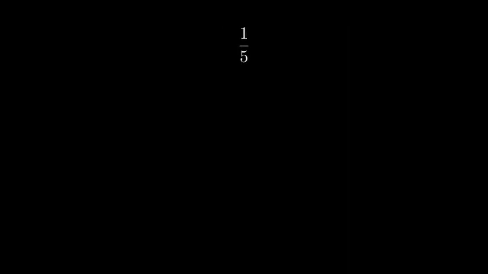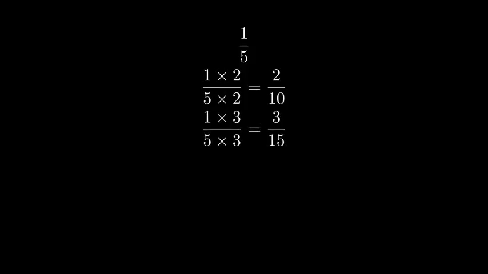Our first example is multiplying the fraction by 2. Multiply 1 by 2 in the numerator and 5 by 2 in the denominator. This gives us 2/10. For our second example, multiply the fraction by 3. This time, 1 times 3 is 3 in the numerator, and 5 times 3 is 15 in the denominator, giving us 3/15.